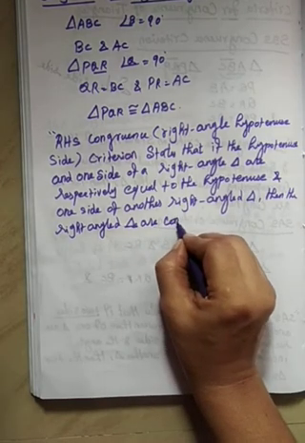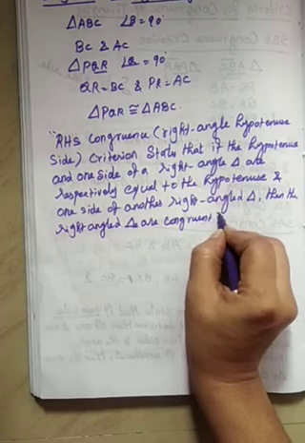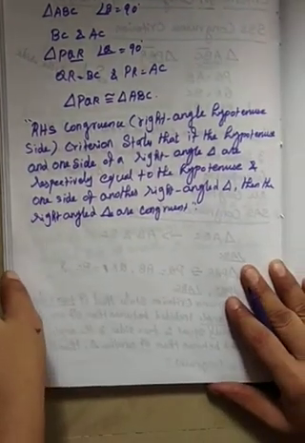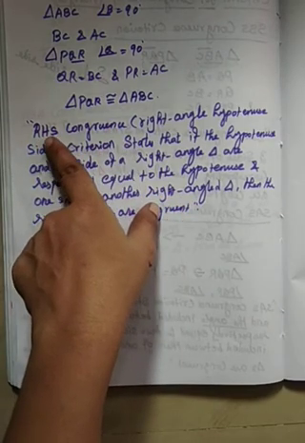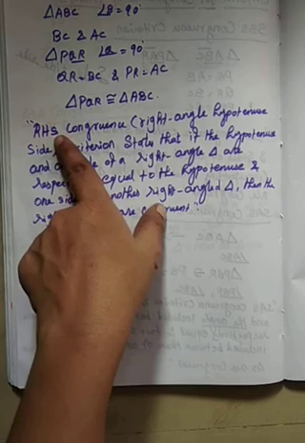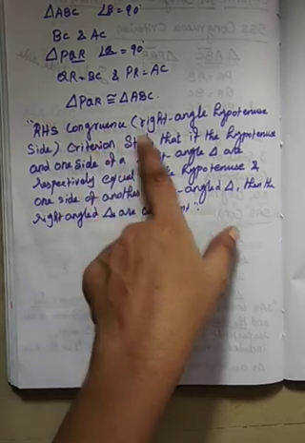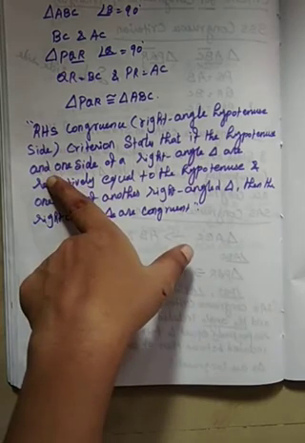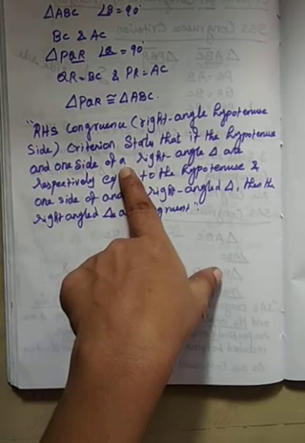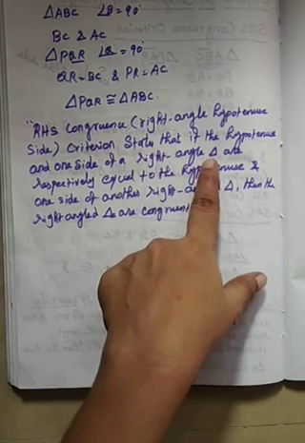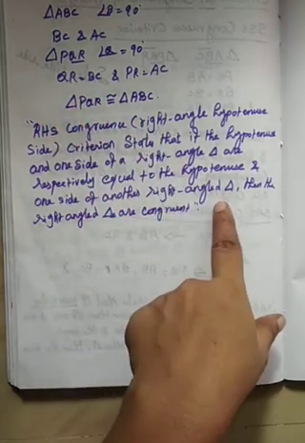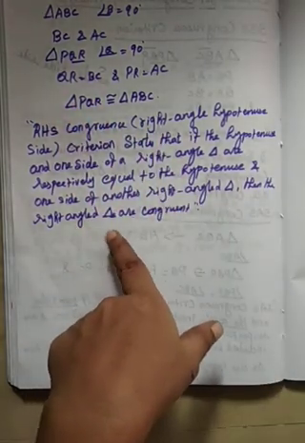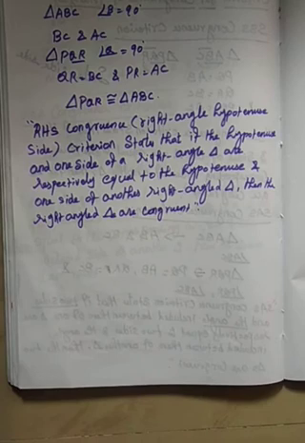What is that? See here, RHS congruence means R means right angle, H means hypotenuse, S means side. RHS congruence criterion states that if the hypotenuse and one side of a right angle triangle are respectively equal to the hypotenuse and one side of another right angle triangle, then we say that the right angle triangles are congruent. This is the meaning for congruence of right angle triangles.